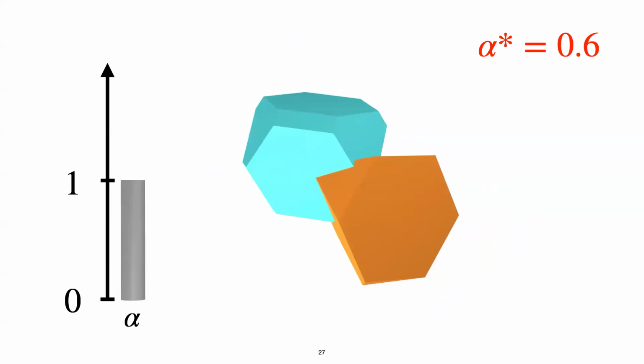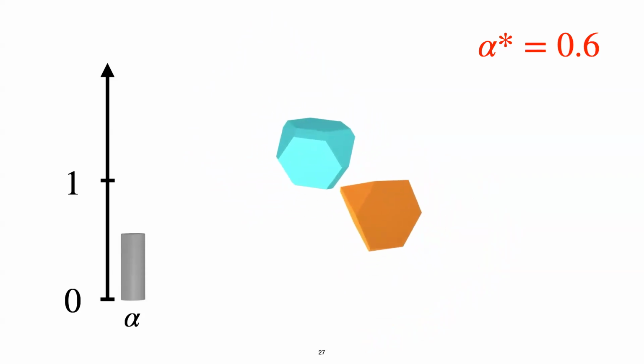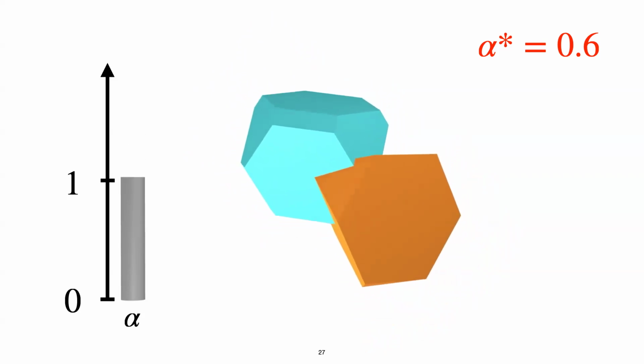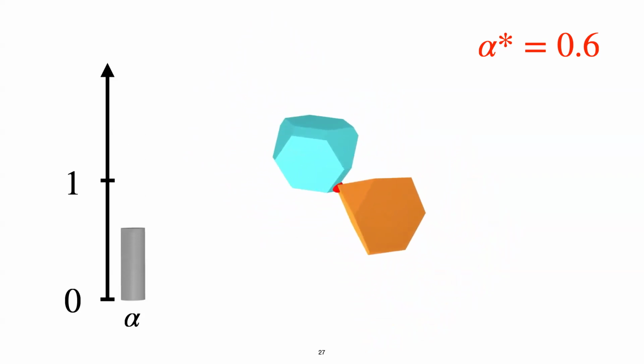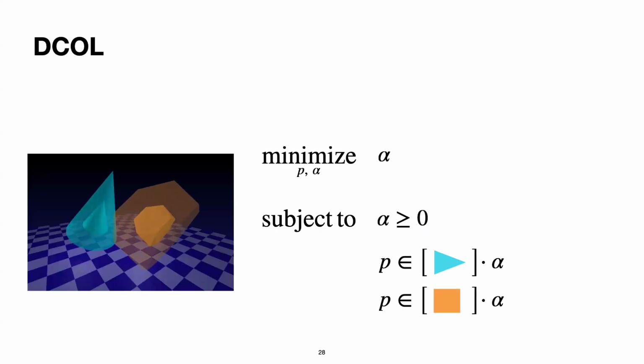Alternatively, if these things are in contact, and I set up the same problem, and I say I want to minimize the uniform scaling applied to these shapes that result in a contact, I can afford to shrink these things down to 0.6 of their original size, and I still have a contact at 0.6. So what that means is that if my minimum scaling that results in a collision is below 1, that means these objects must already be in contact. So this kind of gives way to DCOL, as I just described.